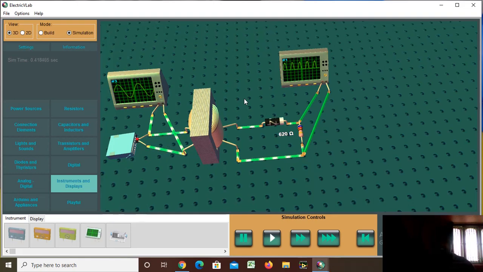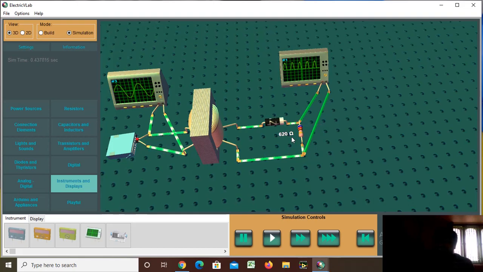I just want to tell one more thing: whenever you want a positive DC, if you are designing a positive power supply, positive DC, then this connection is fine.